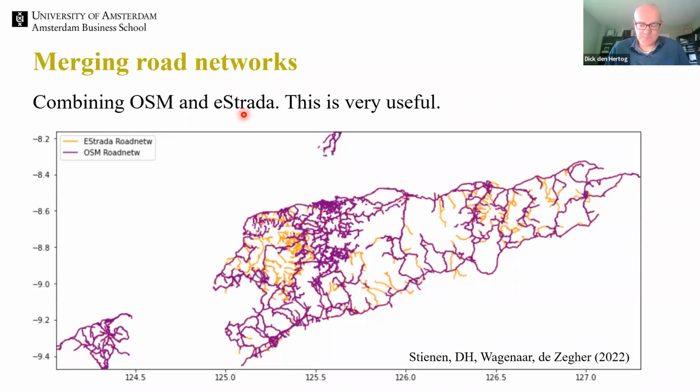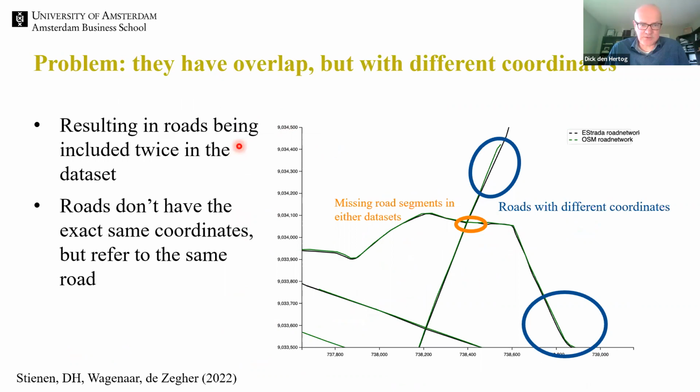So we also developed an algorithm to do that. Because in these two road maps, if there were roads that were the same, sometimes they have different coordinates, but it's the same road. So how to decide whether they're the same roads or not? We developed a method for that. In fact, PhD students at Tilburg University, Valentijn Stine, and we wrote a paper on that. And we used this for Timor-Leste.